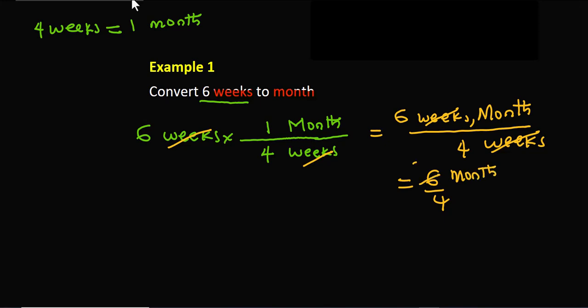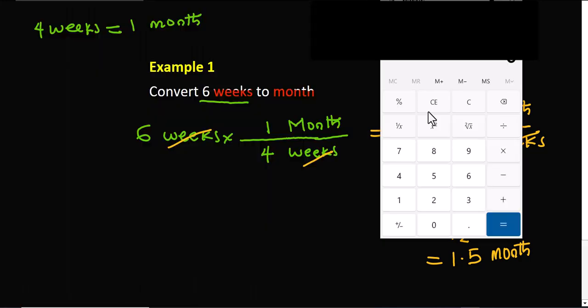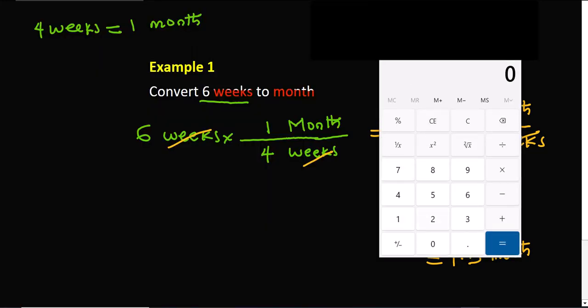Such that 2 here is 3 and 2 here is 2. So we are left with 3 over 2 months. And 3 divided by 2 should be 1.5, right? 1.5 months. Okay. So let's get our on-screen calculator so that you can see for yourself. So here, 3 divided by 2 is 1.5 actually.